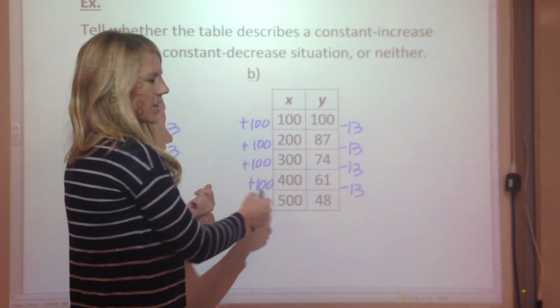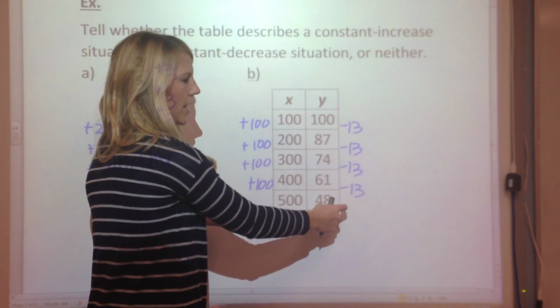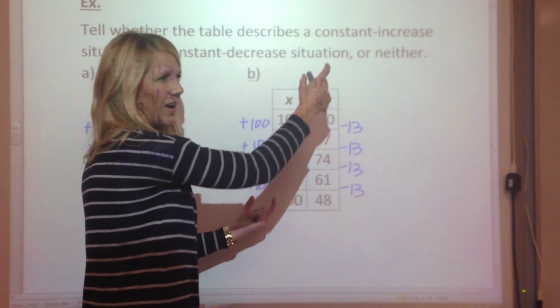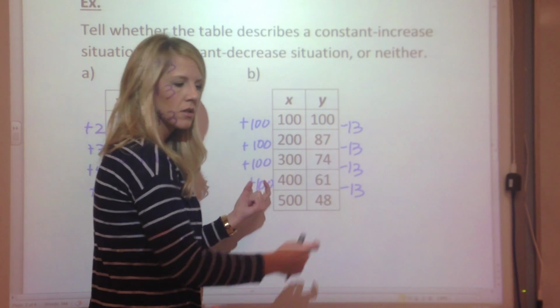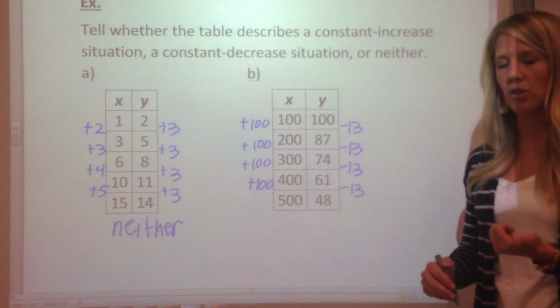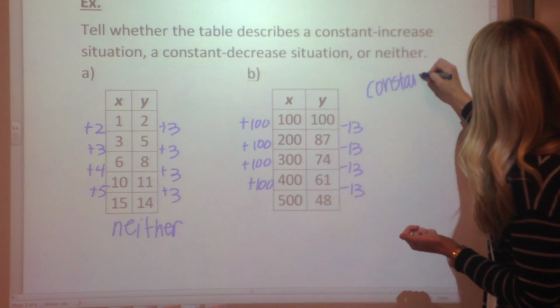So the x values are increasing at a constant rate. They're getting bigger. My y values are decreasing at a constant rate. They're getting smaller. So let's think about that. As x gets bigger, y gets smaller. Their values are going in opposite directions. So is that a constant increase or a constant decrease? If you go back and look at your definitions, this is going to be a constant decrease.